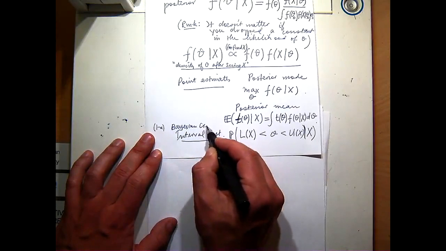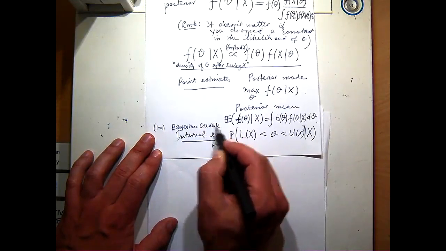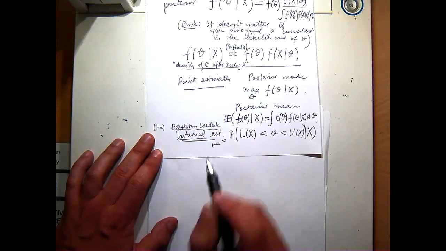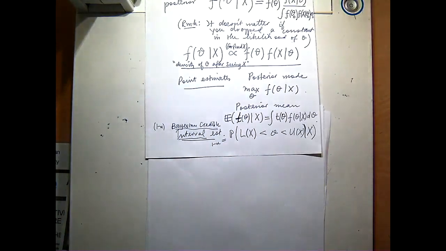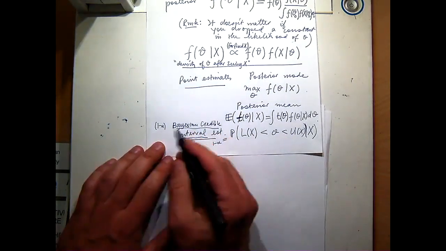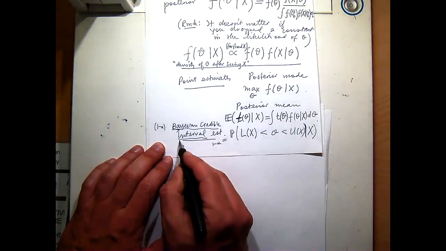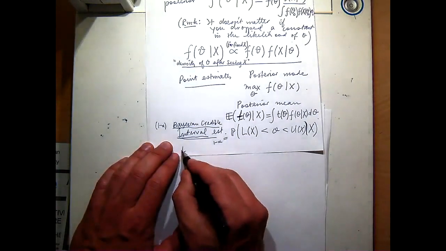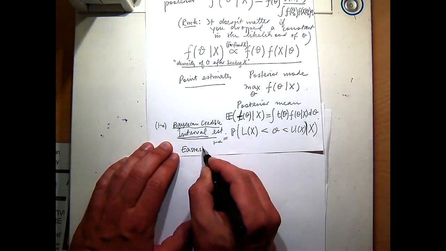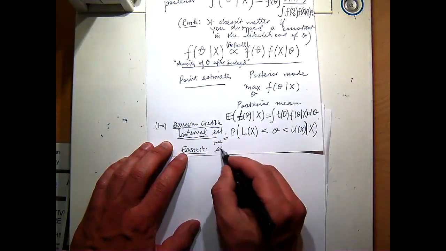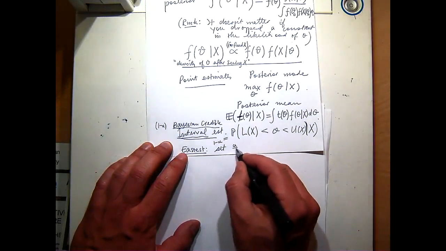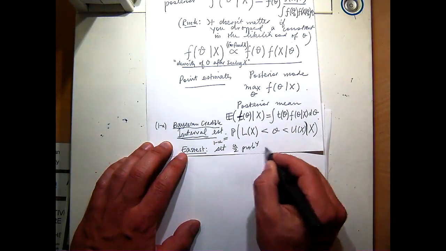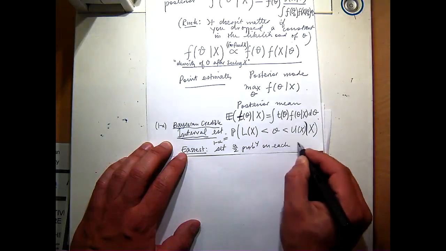Credible is used instead of confidence because credibility theory is more often associated with this way, although those who've done STAT6013 will see that there's a lot more to credibility theory than just these basics of Bayesian inference. But this is called a 1 minus alpha Bayesian credible interval. The easiest way, and the only way we'll do it, is to set alpha over 2 probability on each tail.